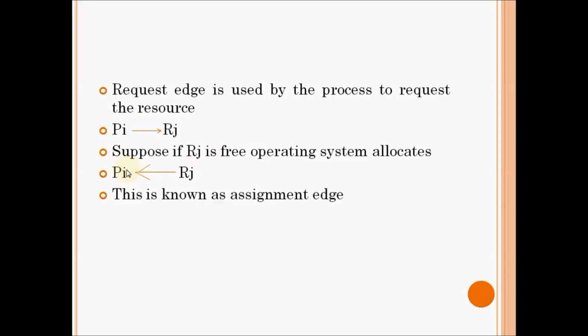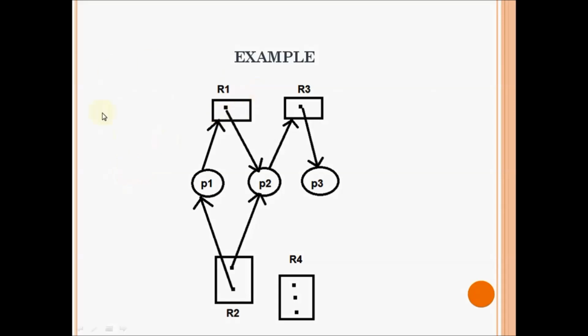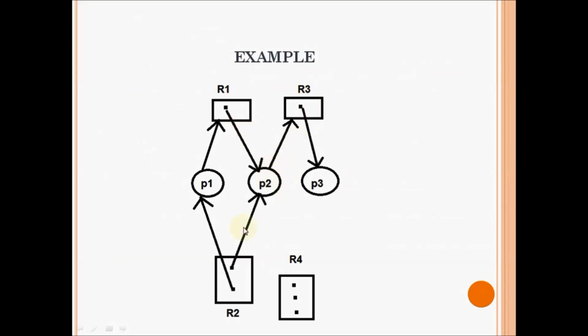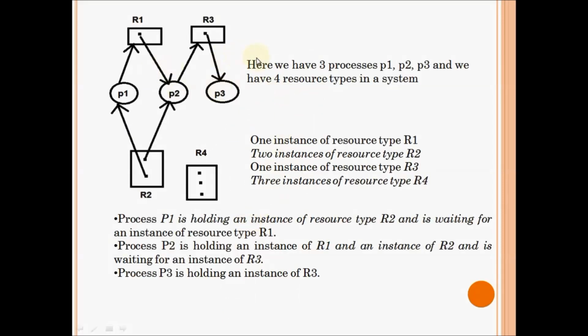So example, I will take the example now. You can see the example of a resource allocation graph here, as the name suggests. See here, this is the resource allocation graph. Here you can see three processes are there, P1, P2, P3. I will explain this resource allocation graph in detail. We have three processes, P1, P2, P3, and we have four resource types in a system. So what are those? R1, R2, R3 and R4 are the resources.